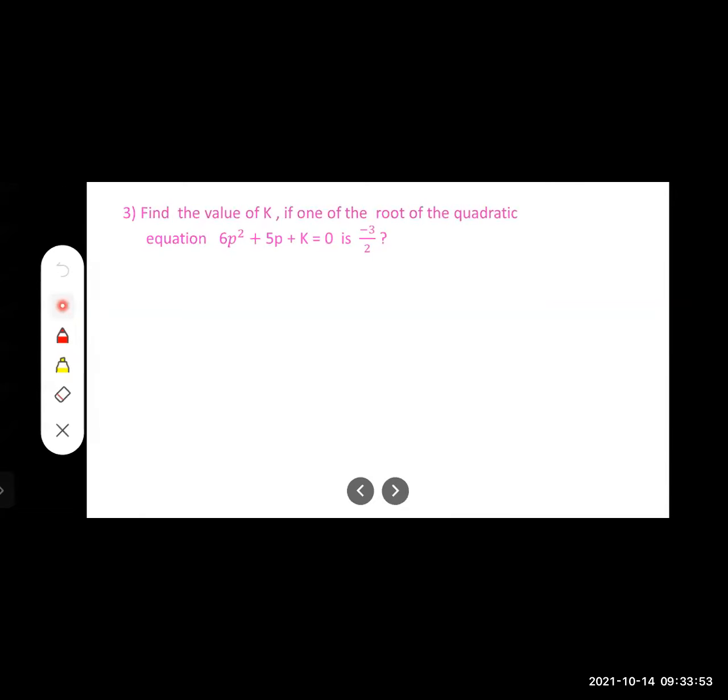Yes. Now you see, find the value of k. If one of the roots of the quadratic equation 6p square plus 5p plus k equal to 0 is minus 3 upon 2. So here it is given in the fraction form. Okay, minus 3 upon 2. So if they give it in this form, how can we simplify this? How will we substitute it? 6p square minus 5p plus k equal to 0. I have written the equation like that. And here p is there, no? Our variable is p. That's why I have taken here p equal to minus 3 upon 2.